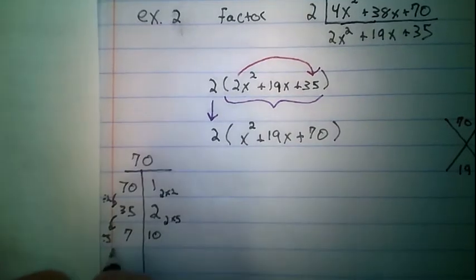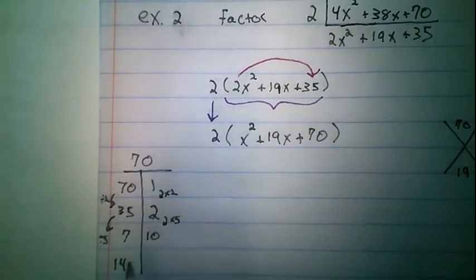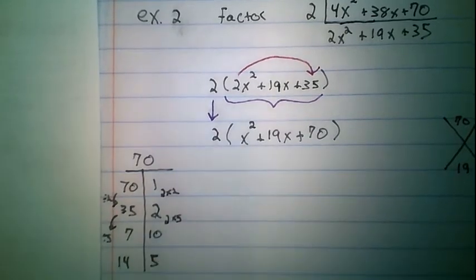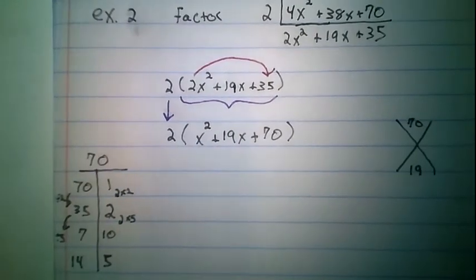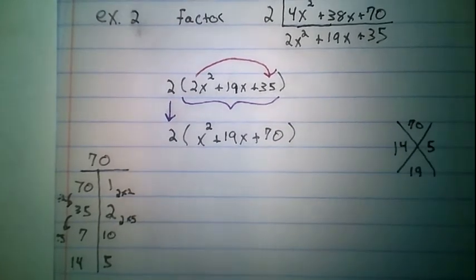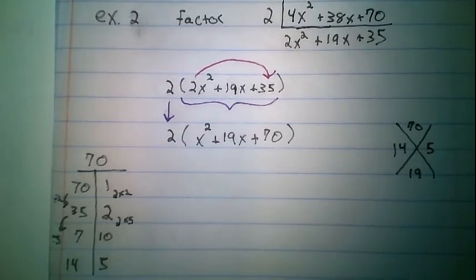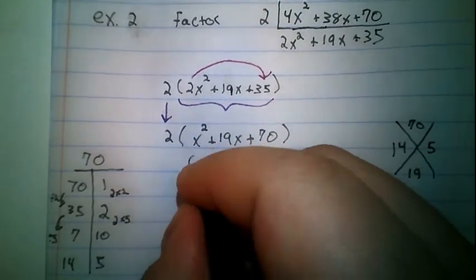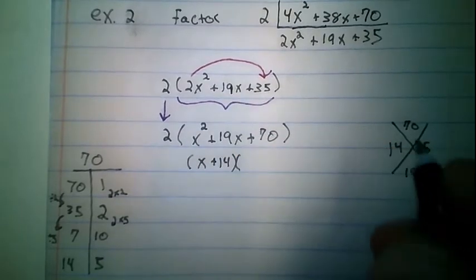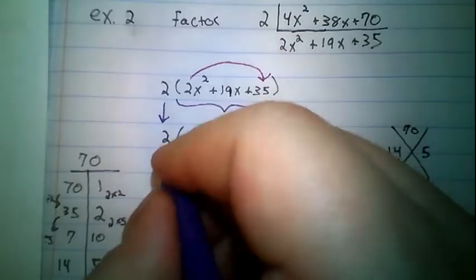Let's do it again. If I double 7, it gives me 14. And I take half of 10, that's 5. Well, 14 plus 5 gives me 19. So the more that you do this, and the more you familiarize yourself with these numbers, the better you're going to be and the quicker you're going to be at factoring these quadratic equations. So I broke this down into x plus 14 and x plus 5. And I bring the 2 down.